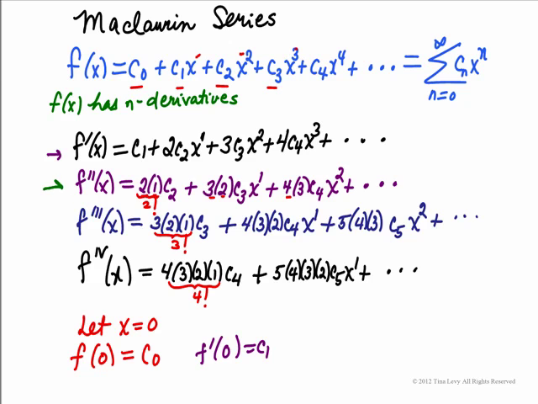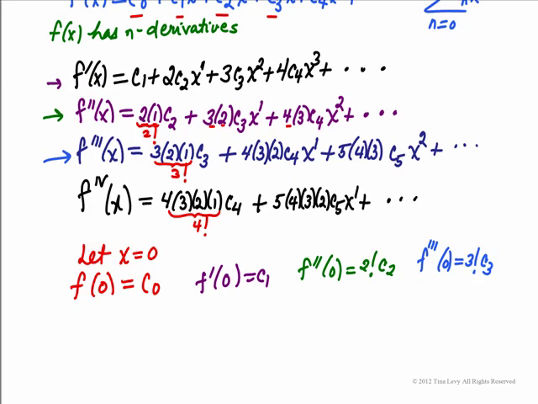Letting x be 0 in the second derivative, the x's all become 0, and I'm left with 2 factorial c sub 2. Letting 0 for x in the third one gives me the third derivative at 0 is 3 factorial c sub 3, because all these x's become 0. Looking at this pattern, I can see that the nth derivative at 0 would be n factorial c sub n.